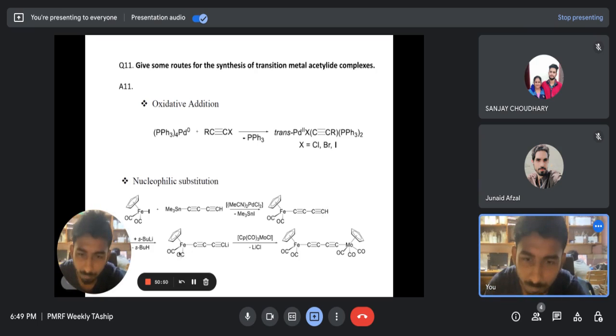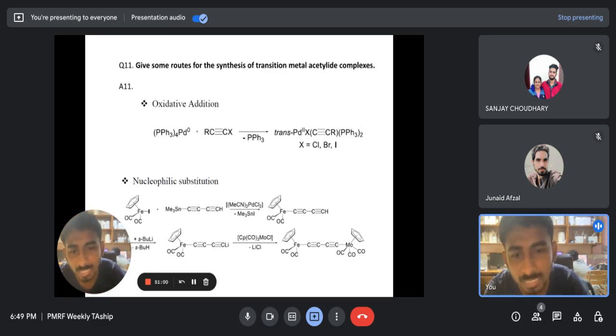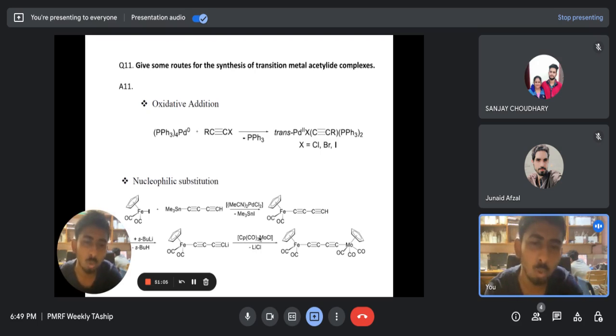That is the FeCp(CO)2 C triple bond C C triple bond C Li. Now this carbon is having a negative charge density on it because it is acting as a nucleophile. Now CpCO3MoCl, this is another moiety, a molybdenum complex.